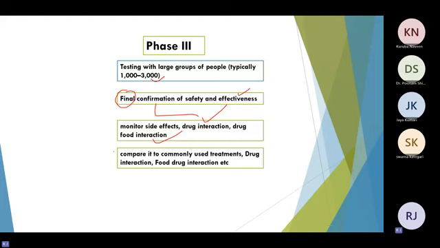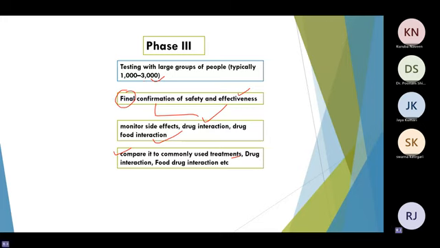And the last thing is we have to compare it with commonly used treatment. For example, we are developing a drug for BP, but are for cholesterol. Okay, atorvastatin is a drug which is used to lower the cholesterol level in the blood, right? And we are testing our drug, so we have to determine whether our drug is good compared to the already existing treatment or not. That kind of comparison with respect to the standard treatment which is available in the market, that comparison is also done in phase 3.